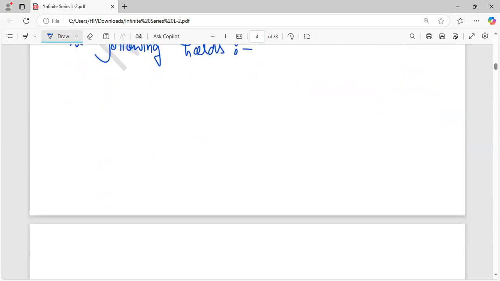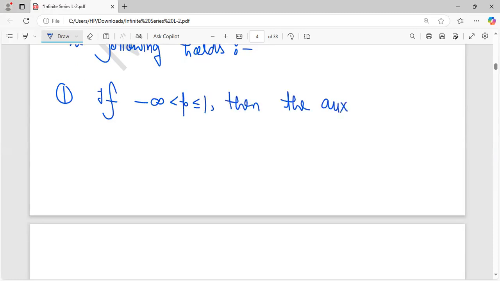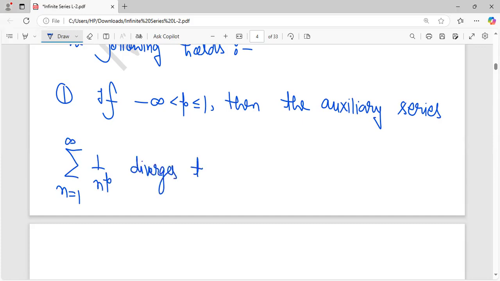The following holds. Number 1, if P is less than 1, the auxiliary series summation n goes from 1 to infinity of 1 upon n to the power P diverges to plus infinity. It means the series is divergent.